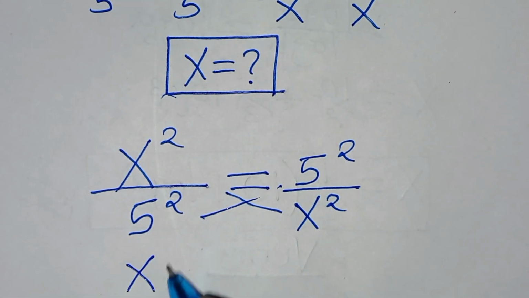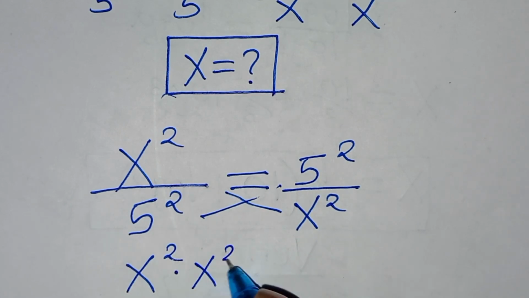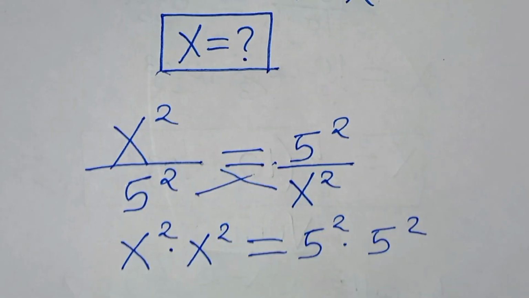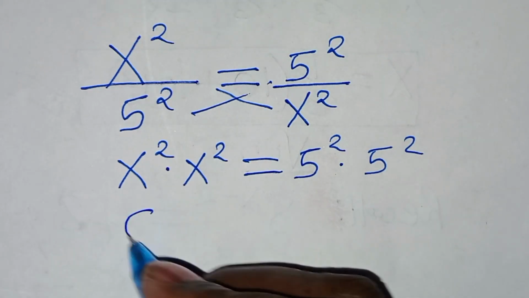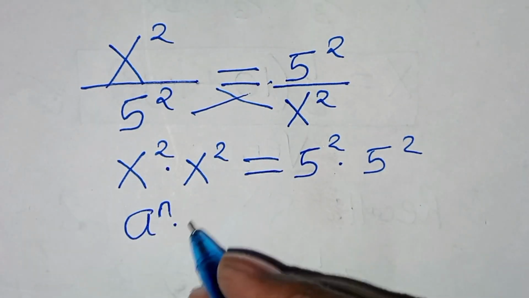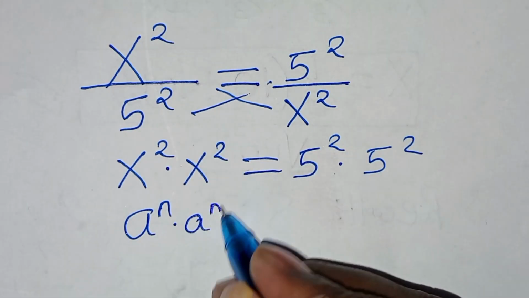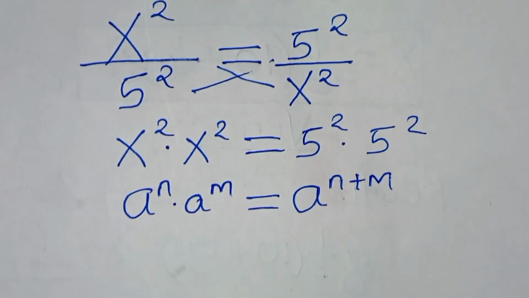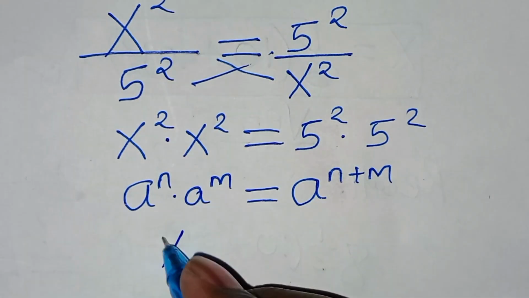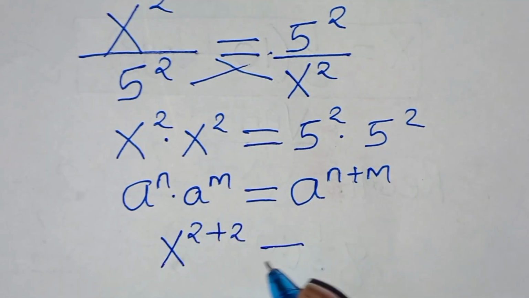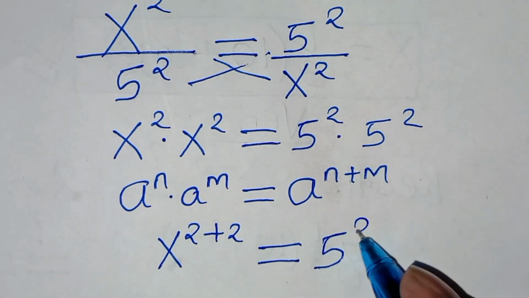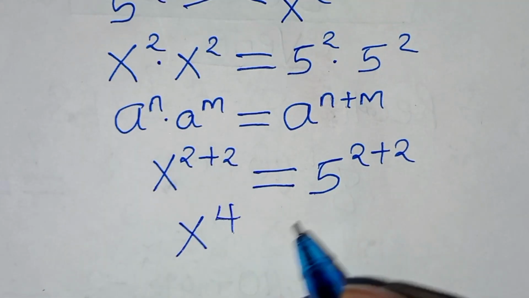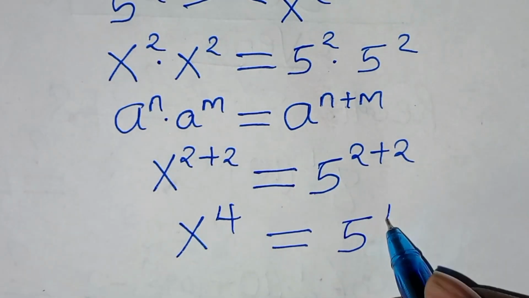So we have x to the power 2 times x to the power 2. This is equal to 5 to the power 2 times 5 to the power 2. So this implies that if you have x to the power 2 times x to the power 2, this is in the form of a to the power n times a to the power m, which we can express as a to the power n plus m. Applying this exponent property, then here we have x to the power 2 plus 2. This is equal to 5 to the power 2 plus 2. So this implies that here we have x to the power 4. This is equal to 5 to the power 4.